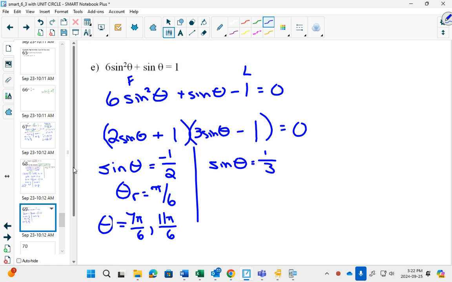1/3. It's not bigger than 1, so we can't say not possible. This would be a calculator question on the exam. Because this side, you would have to take out your calculator and do sine inverse of positive 1/3 to find your reference angle.